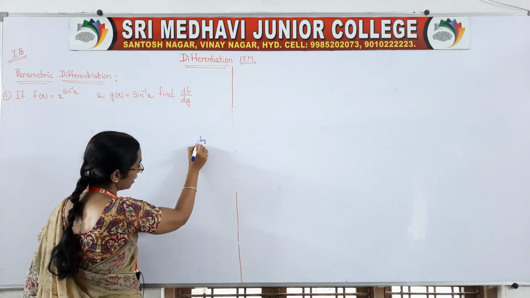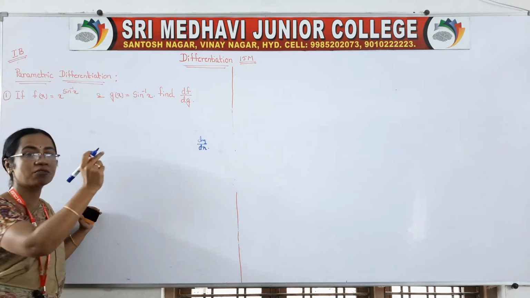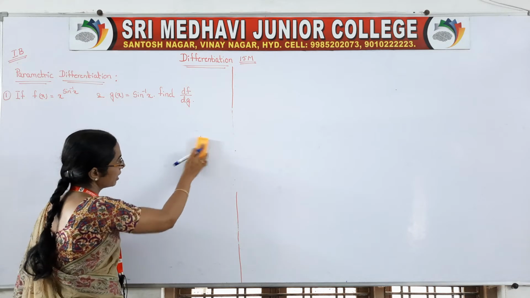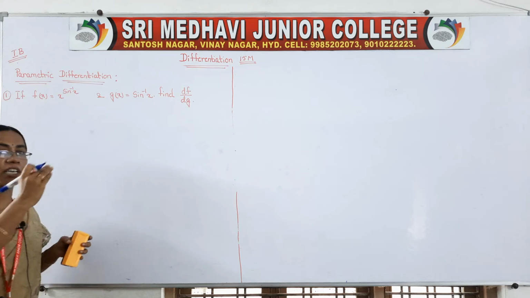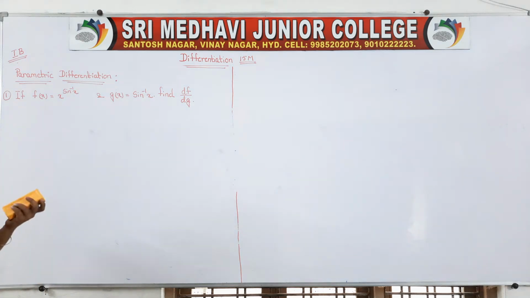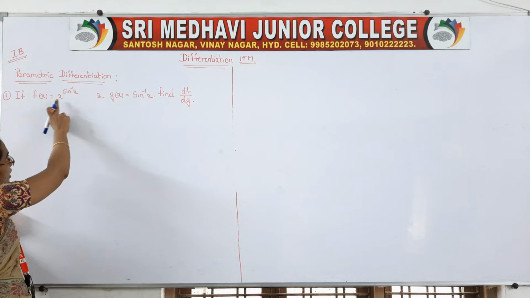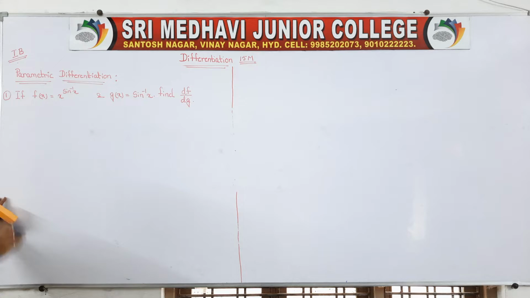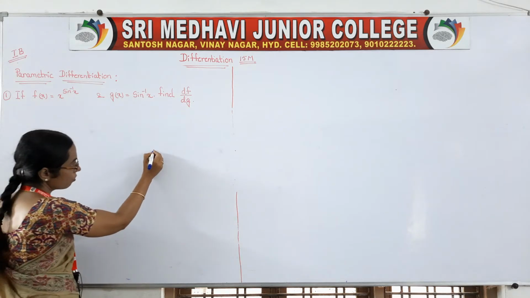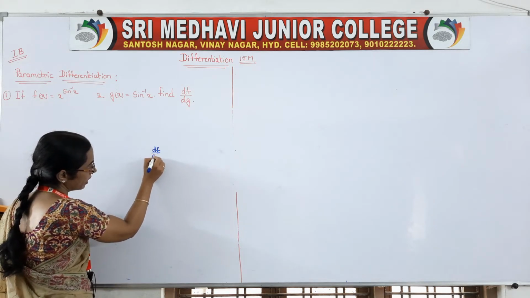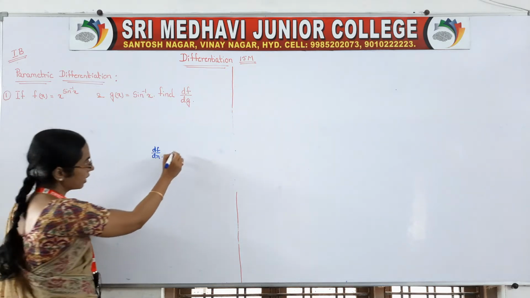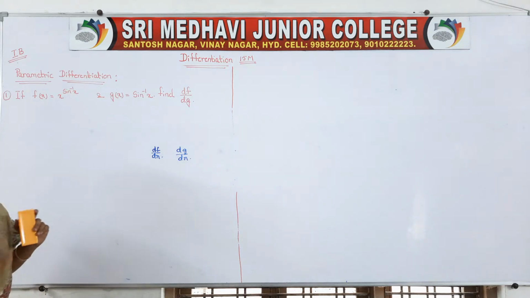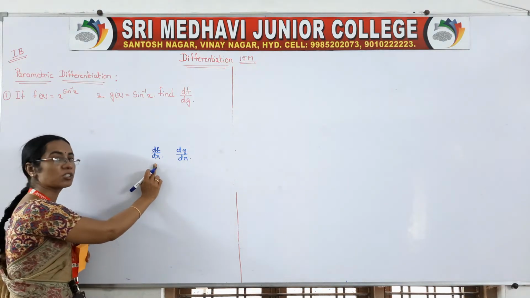Generally dy by dx, what is the meaning? Differentiating y with respect to x, right? So same thing here, df by dg means differentiate f with respect to g. How we will get it? Actually this is in terms of x and this is in terms of x. How we can differentiate f with respect to g means very simple. You find out df by dx, right? Then you find out dg by dx. Your f function is in terms of x. So differentiate with respect to x.